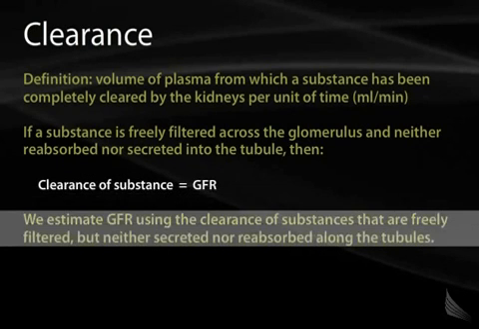We estimate glomerular filtration rate using the clearance of substances that are freely filtered, but neither secreted nor reabsorbed along the tubules. Clearance is a volume per unit time, and again, it's the volume of blood or plasma from which a substance has been completely cleared per unit time.